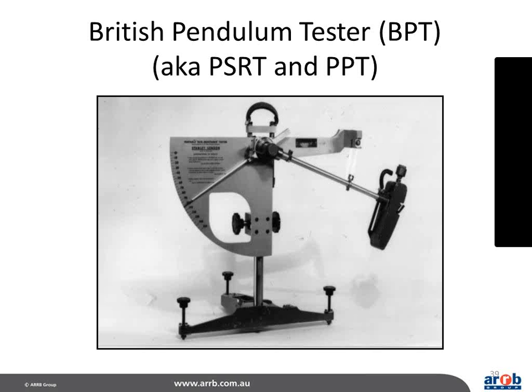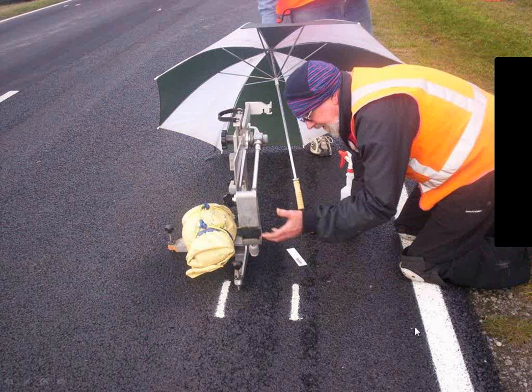It has a slider which makes contact with the ground, and then a pointer that you can see with the numbered scale there, which gives you an indication of the level of friction. It is controlled in certain ways. The rubber's controlled, the weight of the head, how far it swings, the contact distance on the ground, and also we put water down on the road surface to test it. And this is very good for testing individual spots or after collisions. Here it is in action. Here's Max from New Zealand.